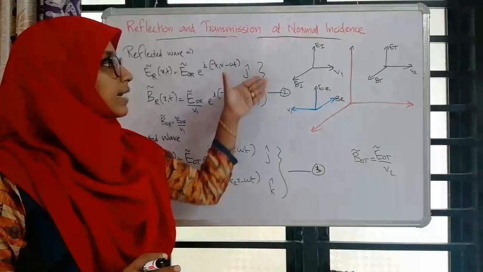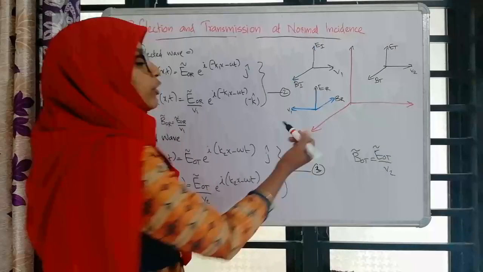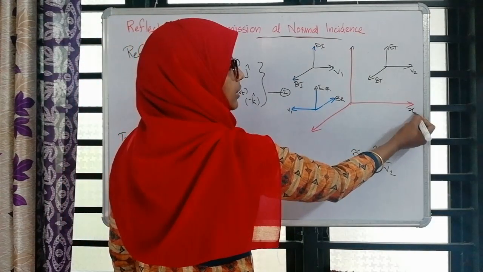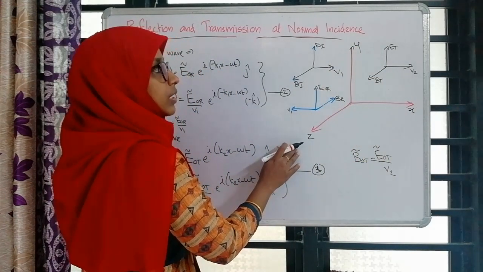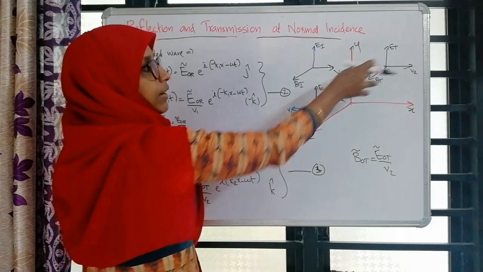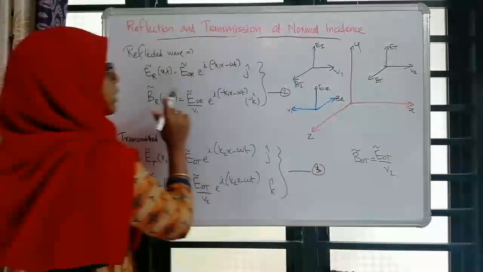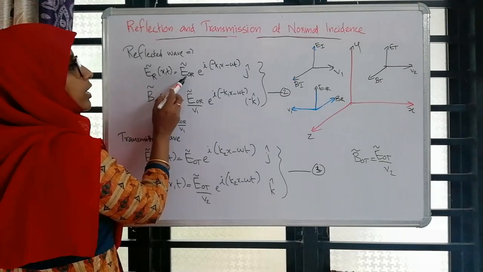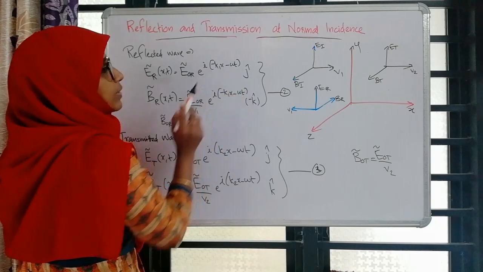So, when the wave is incident from the positive x direction, a part of the wave is reflected back and a part is transmitted in the x direction. We have considered the boundary as YZ. Here this is the incident wave, this is the reflected wave, and this is the transmitted wave. For the reflected wave, I am going to write the field vectors as ER of x,t equal to E0R e raised to i(minus k1x minus omega t) unit vector j.